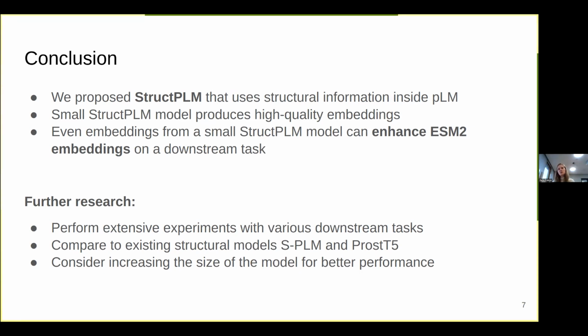Our model is trained on a masked language modeling objective, like all language models. And then we use the representations of proteins on downstream tasks.